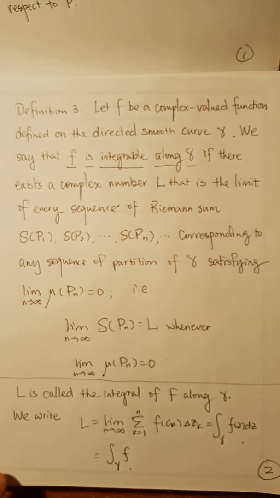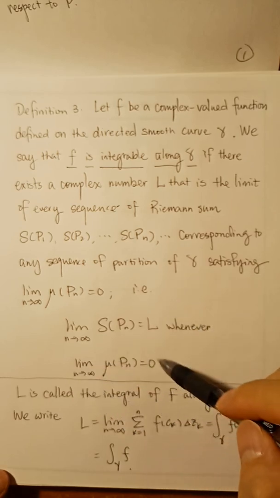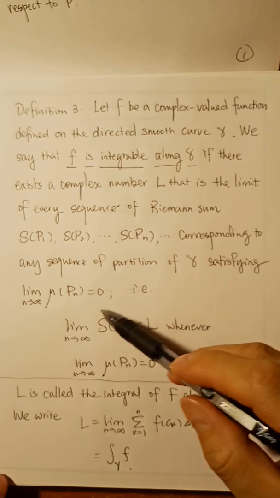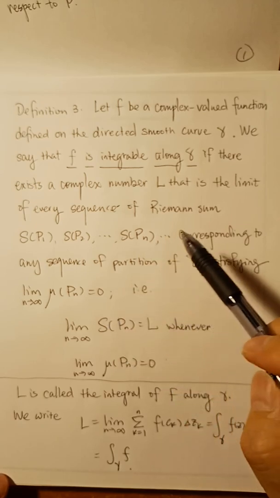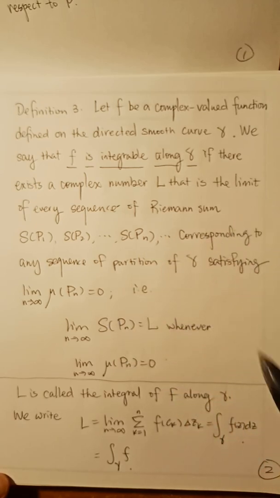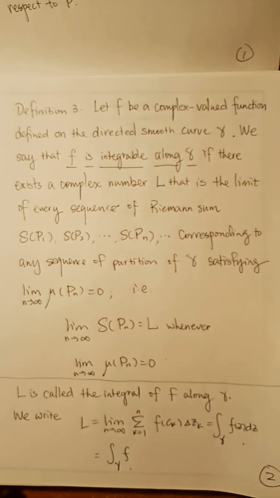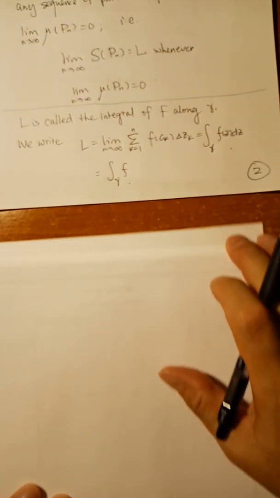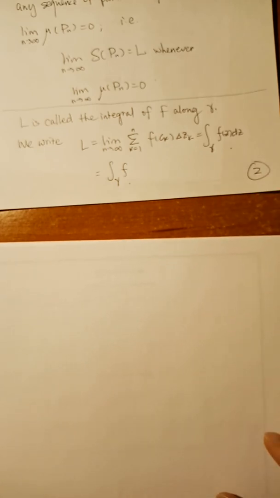So whenever you have a partition, first of all, the partition should have a smaller and smaller mesh. Second, this limit does not depend on the choice of sample point. Whatever choice of sample point, you will have the same limit L. If this can happen, then the function is integrable. And this definition is very close to the definition of the Riemann integral in calculus.